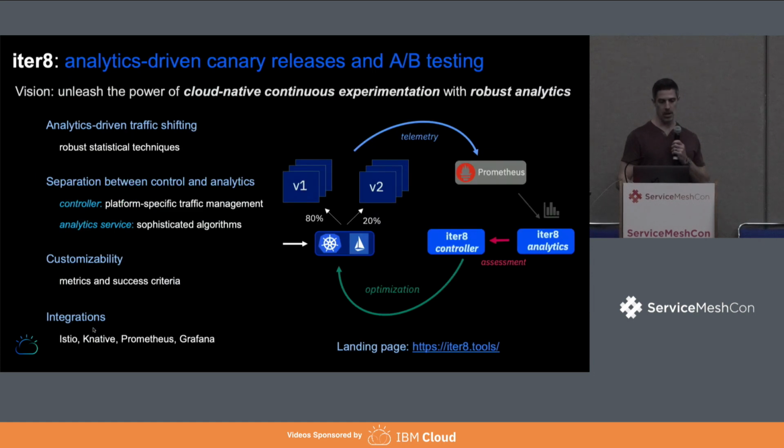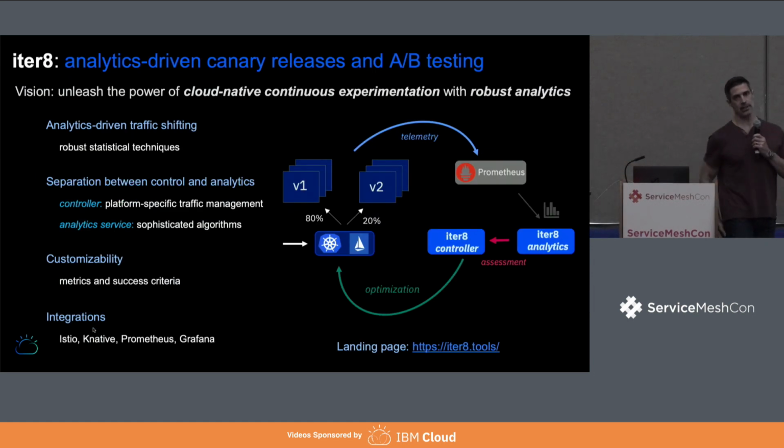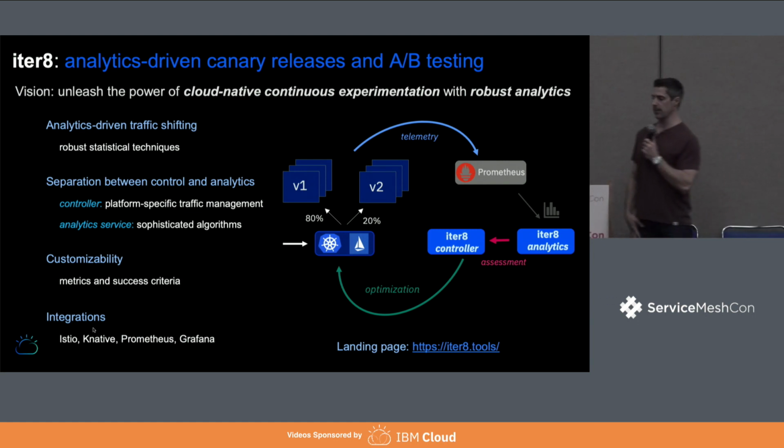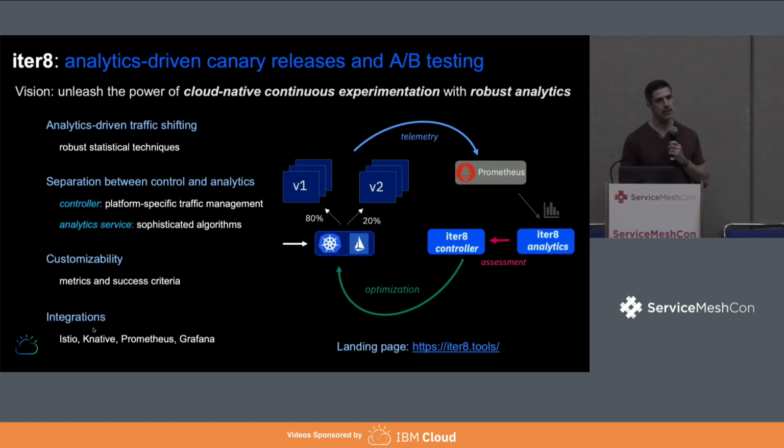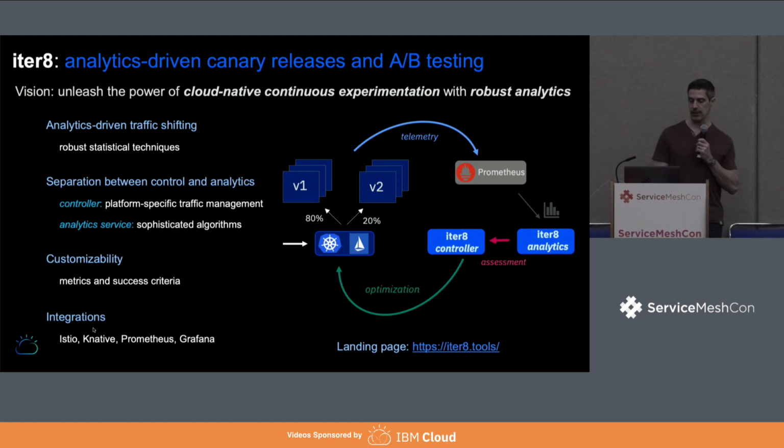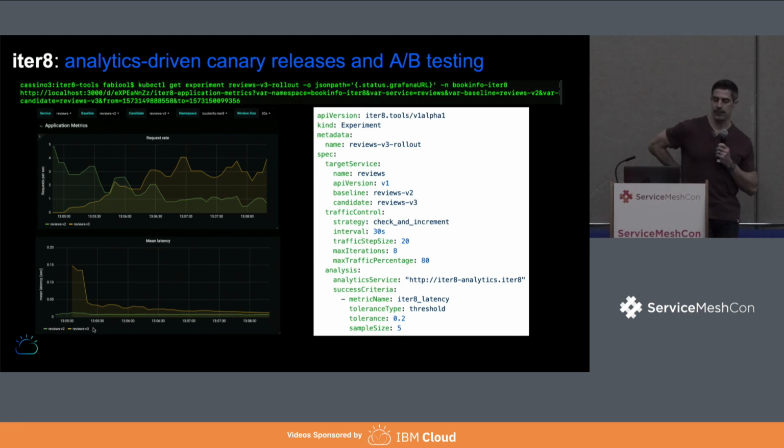Okay, lastly, a new project that we've introduced in IBM, it's coming out of IBM research, it's called Iterate. You can find the landing page here at iterate.tools. It's basically a tool that will extend and leverage Istio to help you drive Canary deployments. And here's an example of the YAML file. It actually defines the experiment through a YAML file, and through that experiment, you can actually drive rolling out a new version in Istio based on analytics, real analytics that are coming through.